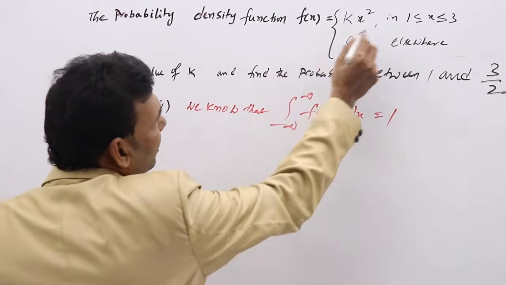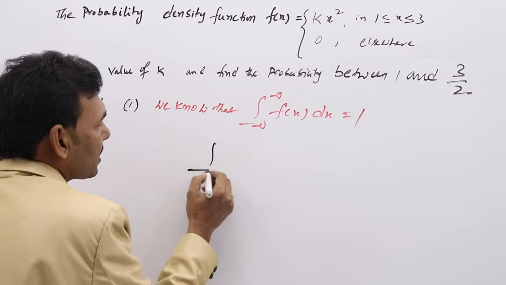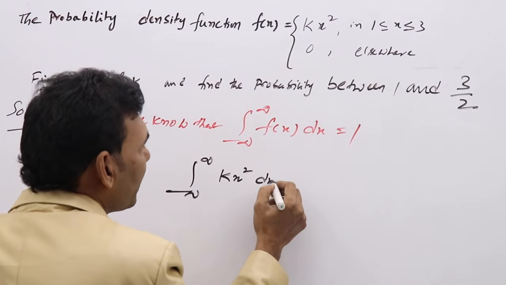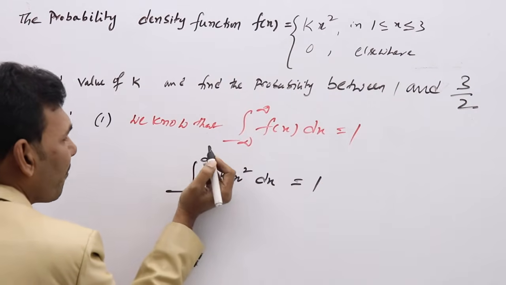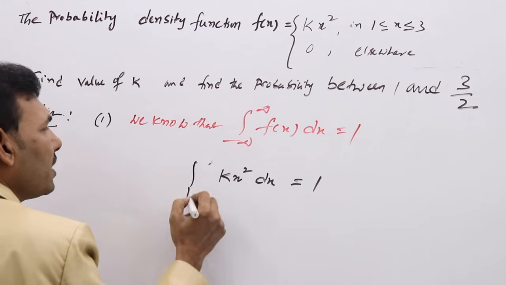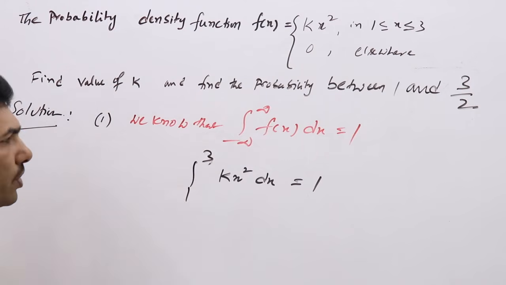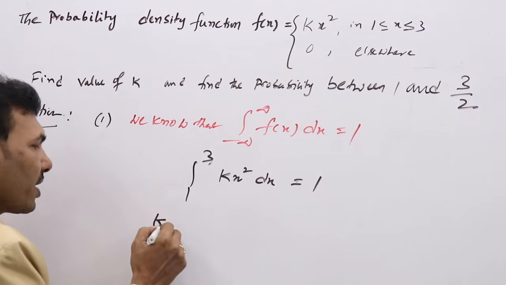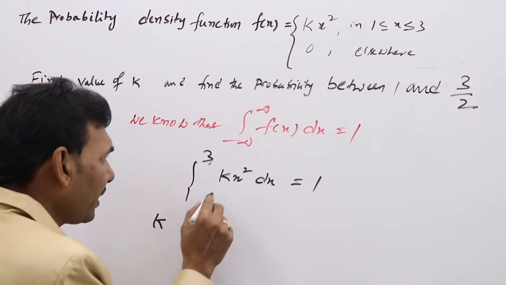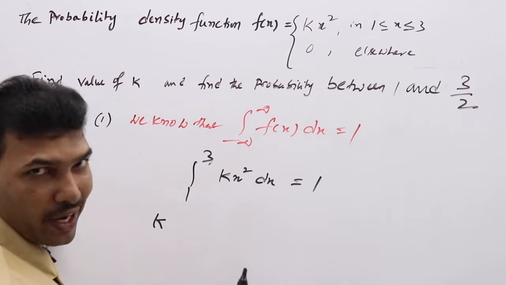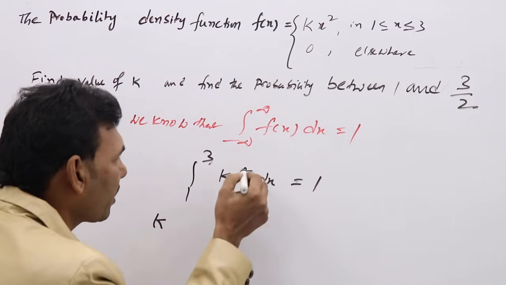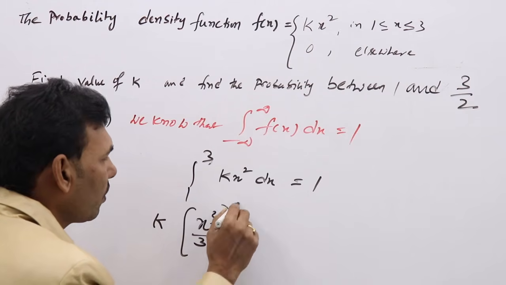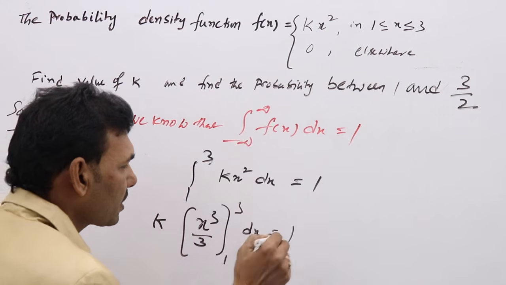Here the density function for the non-zero case is given, integral kx square dx, but our limits are very clear, 1 to 3 is given. So k constant, integral x square, using integral x power n plus 1 by n plus 1, integral x square is x cube by 3, 1 to 3, equal to 1.